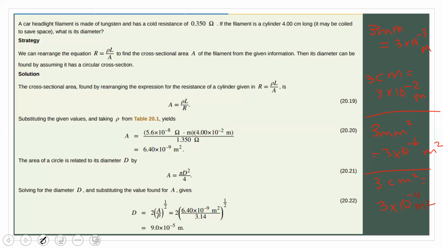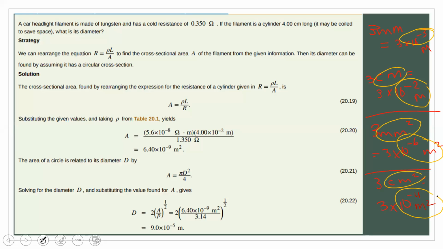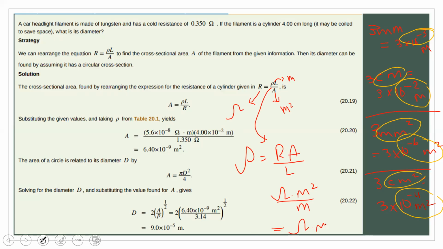Don't forget these units here. Millimeter is 10 to the power negative 3 meter. Centimeter is 10 to the power negative 2 meter. Millimeter squared is 10 to the power negative 6 meter squared, and centimeter squared is 10 to the power negative 4 meter squared. So the length must be in meter, the area in meter squared, R in ohm, and for the resistivity, if you want to find the unit, you will say it is R A over L. So it is ohm meter squared over meter. So the unit of the resistivity is ohm times meter.